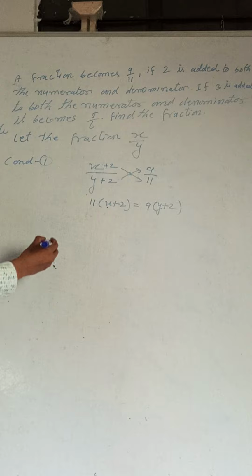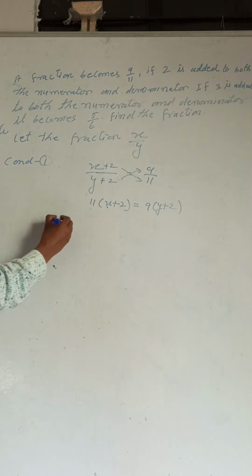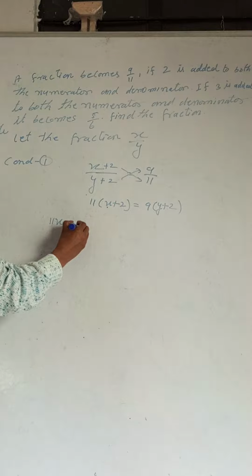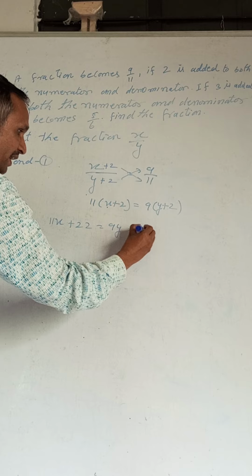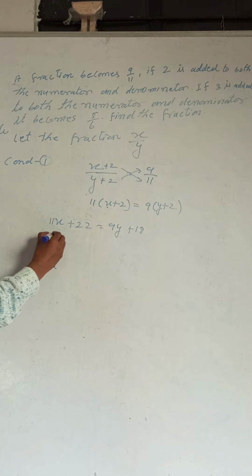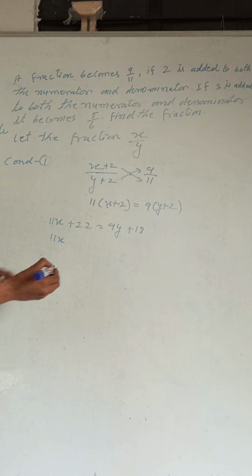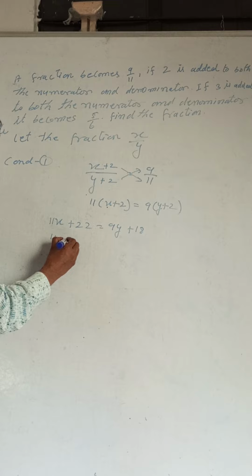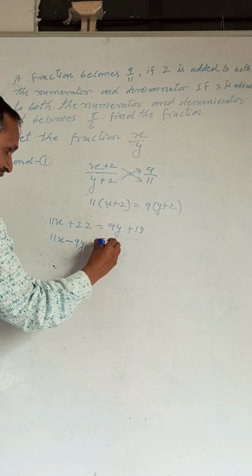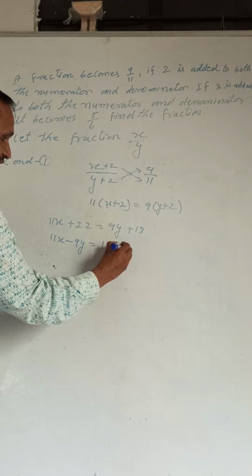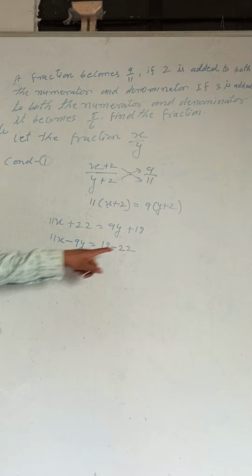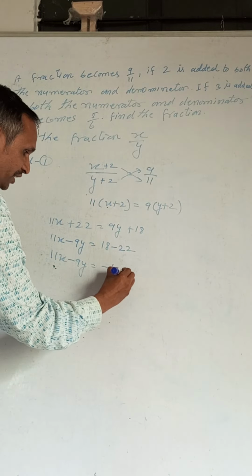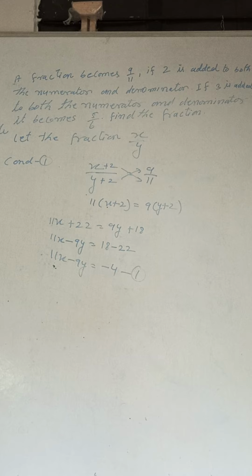We can rewrite it like this: 11 into x, 11x, plus 11 into 2, 22, is equal to 9 into y, 9y, plus 9 into 2, 18. Keeping the variables on the left-hand side, 11x minus 9y is equal to 18 minus 22. This can be written as 11x minus 9y is equal to minus 4. It is equation number 1.